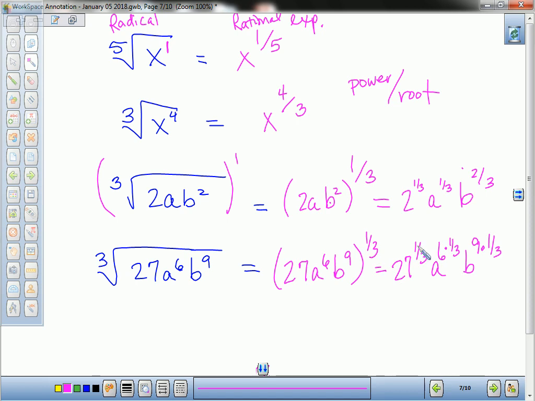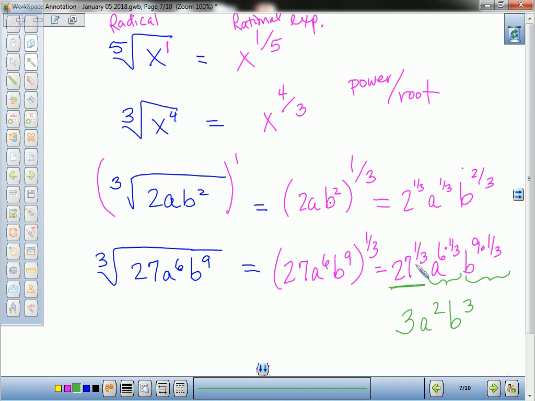Well, what is the cube root of 27? The cube root of 27 is 3. And then what happens here with the a? 6 times a third is a squared. What happens to the b? 9 times a third simplifies to b cubed. So, thinking of this as a product raised to a power can help us to simplify. So we should always work through that process to see if there's anything we can simplify.